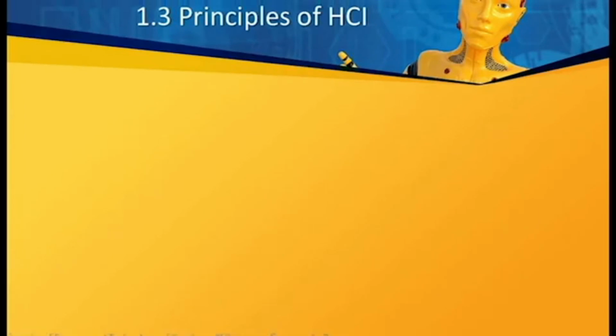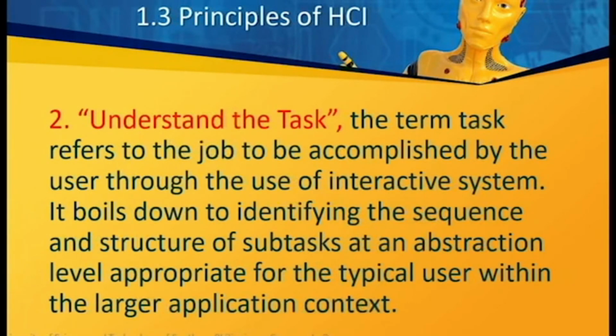For the second principle, understand the task. The term task refers to the job to be accomplished by the user through the use of an interactive system. So it boils down to identifying the sequence and structure of subtasks at an abstraction level appropriate for the typical user within the larger application context. Meaning, you have to understand the task your users are to accomplish through the use of the interactive system, and after understanding it, identify the sequence and structure of the subtasks you assign to the users.